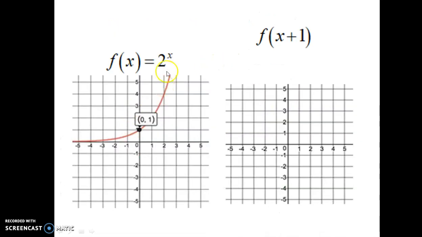Try this one. We have an exponential graph. Exponential graphs have asymptotes, so mark that on there. Here's an important point. Tell me where that asymptote and that point will end up on here when this is performed.